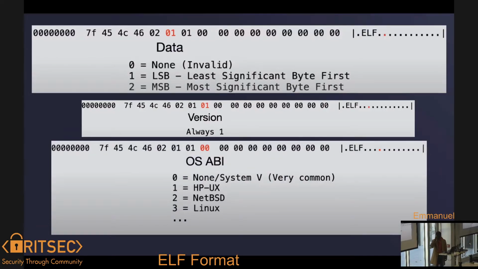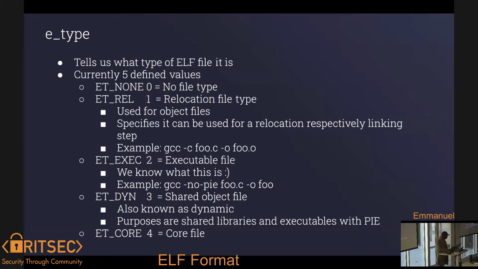Usually it does not really matter. But by default, most binaries have 0 set, so just none, or System V, like a generic OS. But if you really want to be fancy, you can specify. There's a list of them. You can specify what the OS is. The next one is nothing.